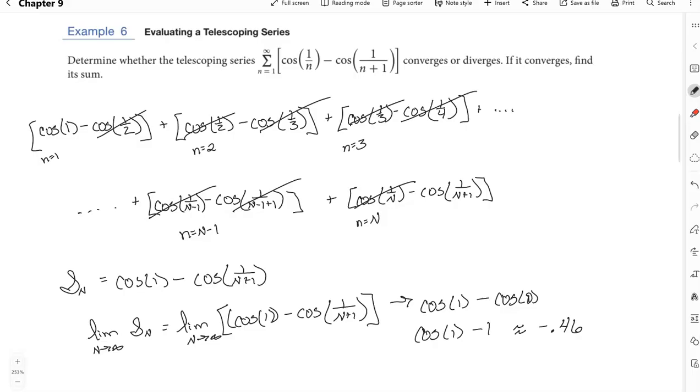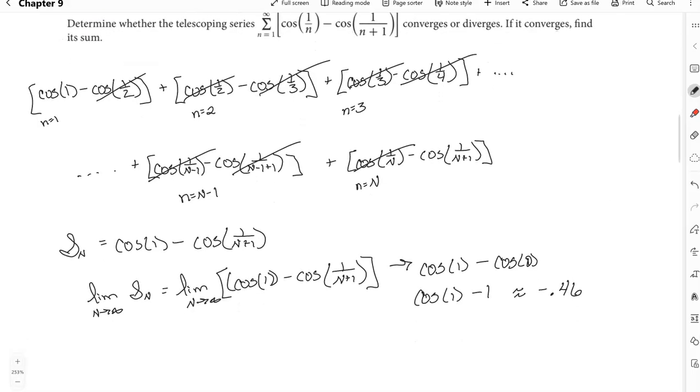So there's a telescoping sequence. With a telescoping sequence, we're looking for patterns. We're expanding it out to determine what's going on. Are there any things that can cancel? There are some things in the middle that cancel with this one, and with this one, we're only left with the first and the last terms. So then we take the limit of that partial sum to get what that value is going to be. So this guy does converge, and its sum is cosine of 1 minus 1, which is about negative 0.46.